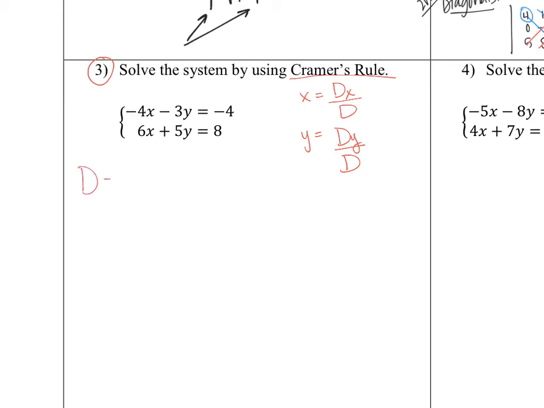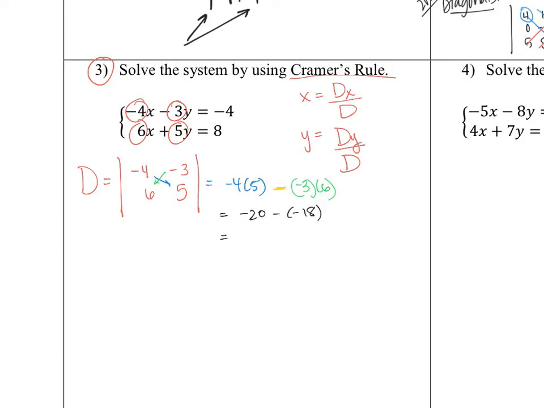So first, the big D, that's looking at the coefficients of my x and my y. So I'm going to write the determinant, so that's my vertical line, negative 4, negative 3, 6, and 5. And so we're going to do that diagonal multiplication. So negative 4 times the 5 minus, because that's just what the determinant says, we'll go the other way, negative 3 times the 6. So this is going to be equal to negative 20 minus negative 18, which is negative 20 plus 18. We get negative 2. So this is our big D.